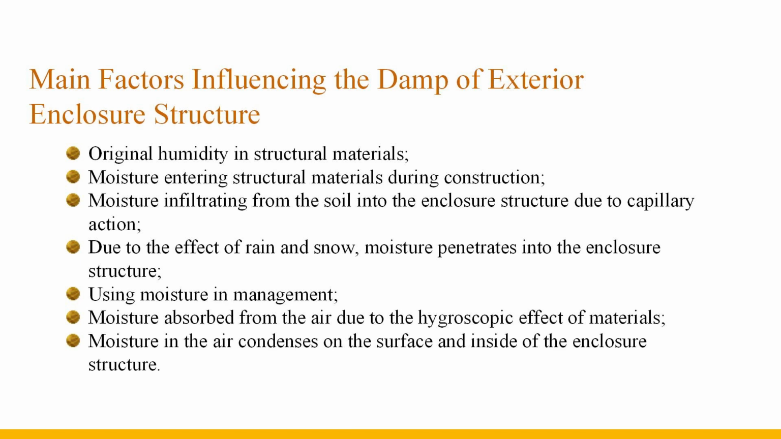occur. The main factors influencing the dampness of the exterior enclosure structure are, first, the original humidity in structural materials. Second, moisture entering structural materials during construction. Third, moisture infiltrating from the soil into the enclosure structure due to capillary action. Fourth, due to the effect of rain and snow, moisture penetrates into the enclosure structure.